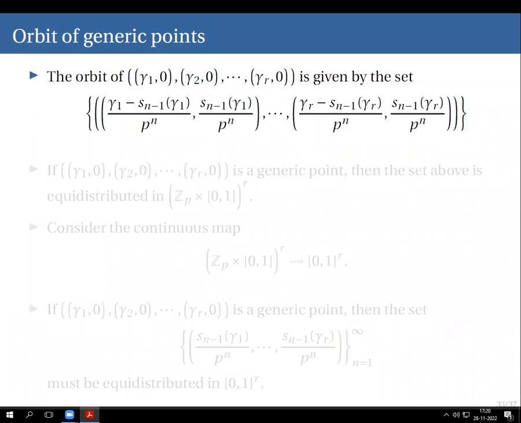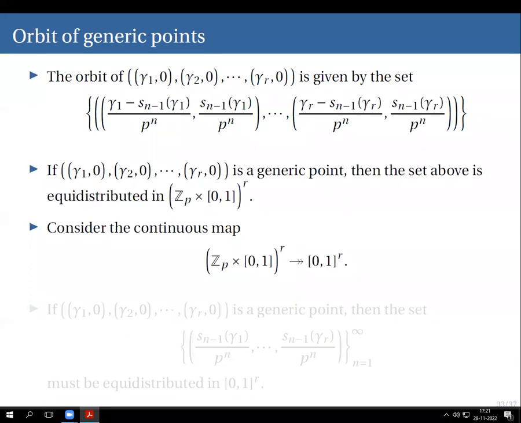And so if you apply it to this point where the real component is 0, and you keep applying this two-sided shift, what you see is that these normalized partial sums appear. So you subtract the first digit, second digit, third digit, and so on, and then divide by p to the n. But then you have to carry it over to the real side. Then this normalized partial sum appears. And so the point is that if you have this tuple gamma 1 0, gamma 2 0, up to gamma r 0, and that's a generic point for the two-sided shift, so it's a generic point in this Z_p cross [0,1]^r.